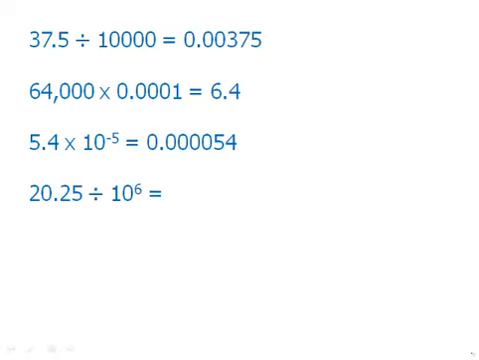20.25 divided by 1,000,000, divided by 10 to the 6. This will move 6 places to the left. So the first 2 places get it in front of that first 2, and then it has to move 4 more places beyond that. And so we get 4 placeholding zeros to the right of the decimal point.